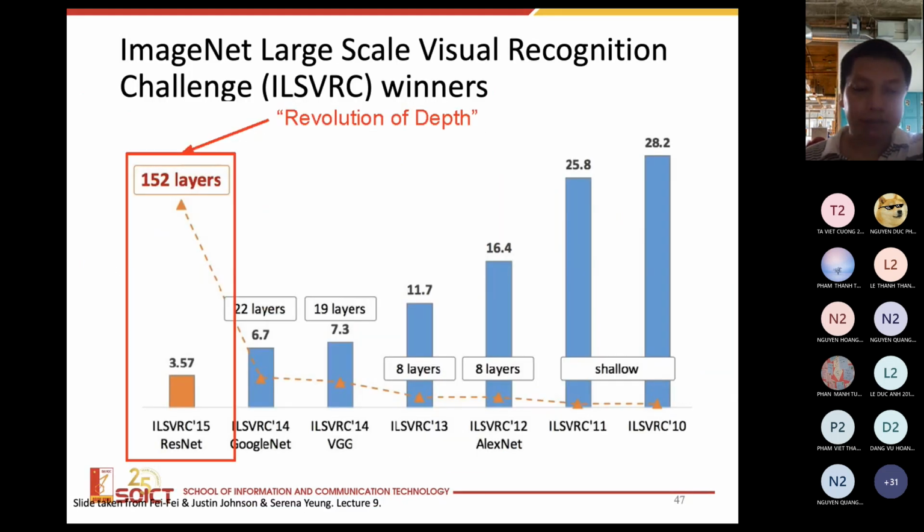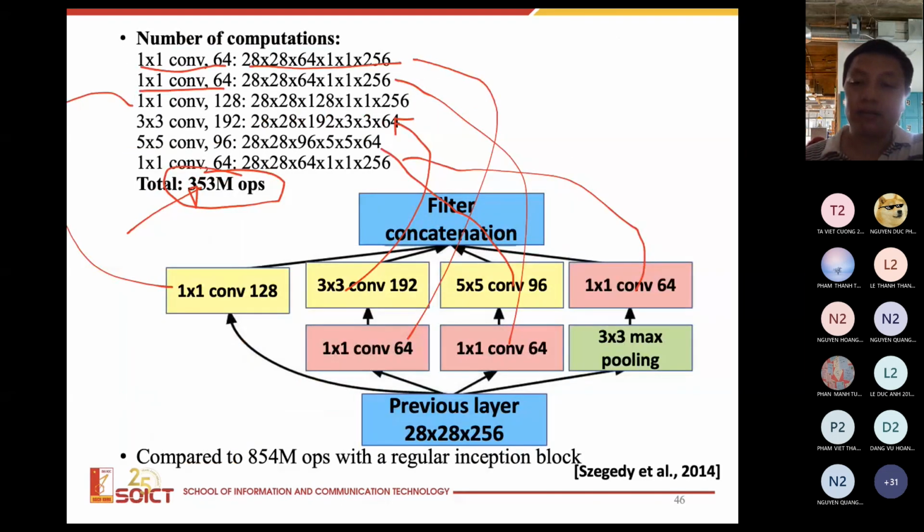Okay, so any questions so far on the description of GoogleNet and AlexNet?